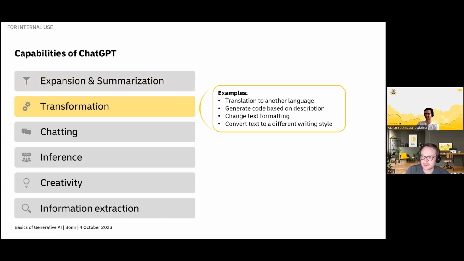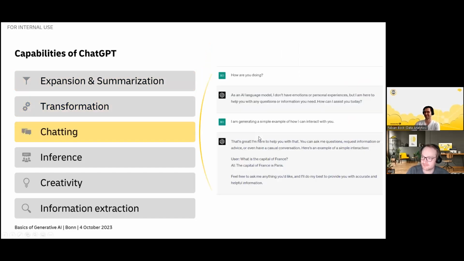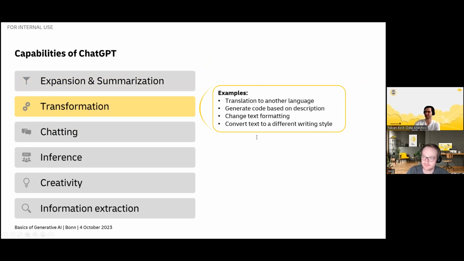Then you can use it for transformation, like translation to other languages. You can, of course, generate code, which is, for me personally, a big thing, especially with GPT-4. I use it every day, all day, for writing code and analyzing code. You can, of course, change the formatting.